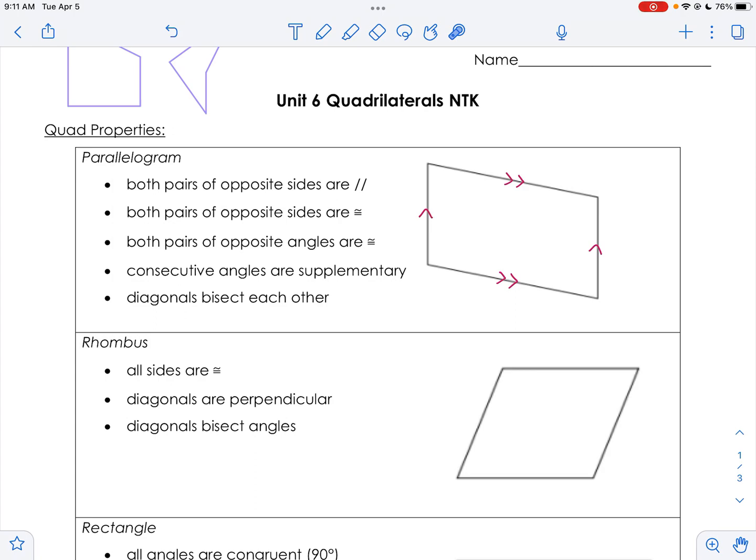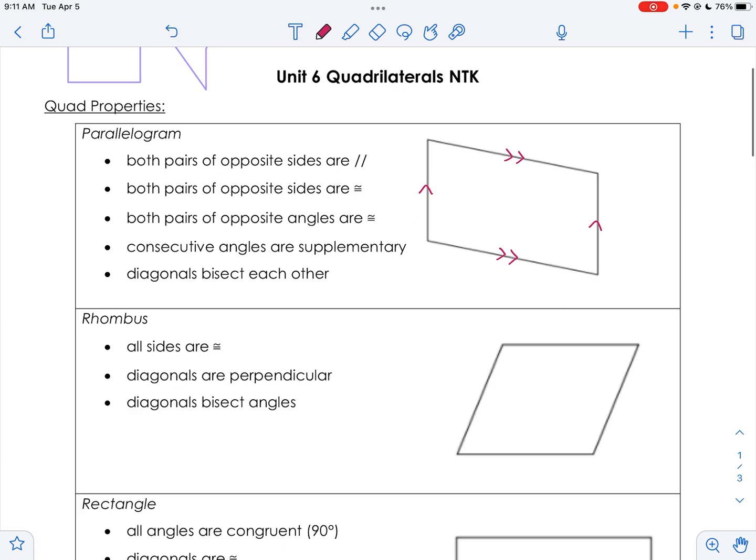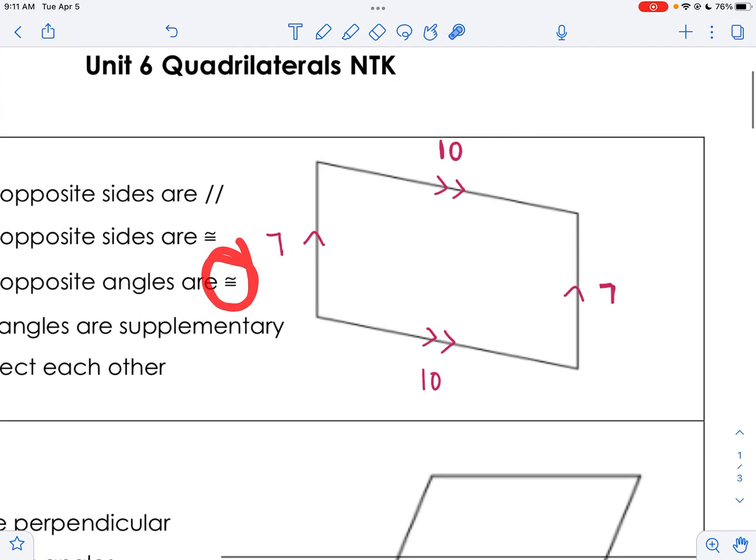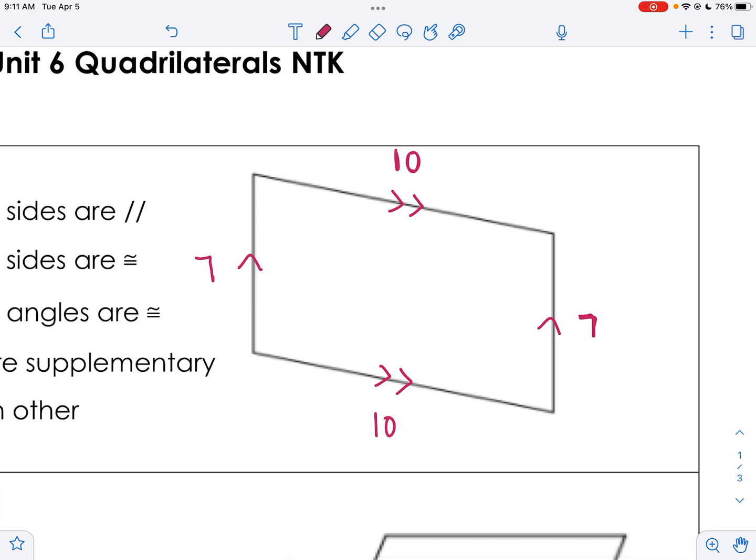Another key attribute is that the opposite sides are congruent. I'm just making up numbers here. If the top would be 10 and the right side would be 7, well then the bottom would have to be 10 because the opposite sides are congruent. And if the right side is 7, then the left side should be 7. So it's a lot of part equals part in this unit with opposite sides. I also know that the opposite angles are congruent. So if I know that this angle over here is 80 degrees, well then the angle opposite from that would also be 80 degrees.